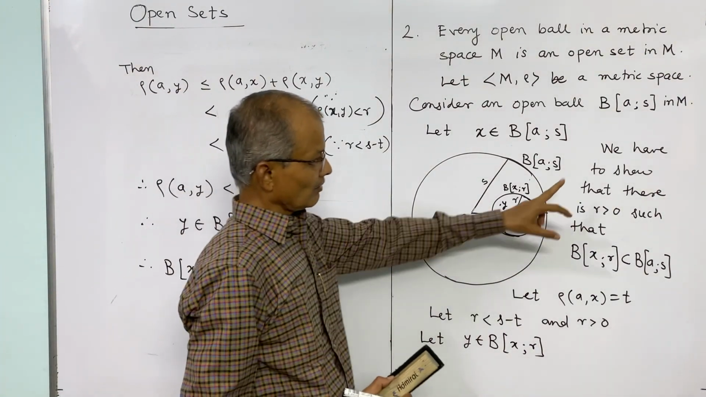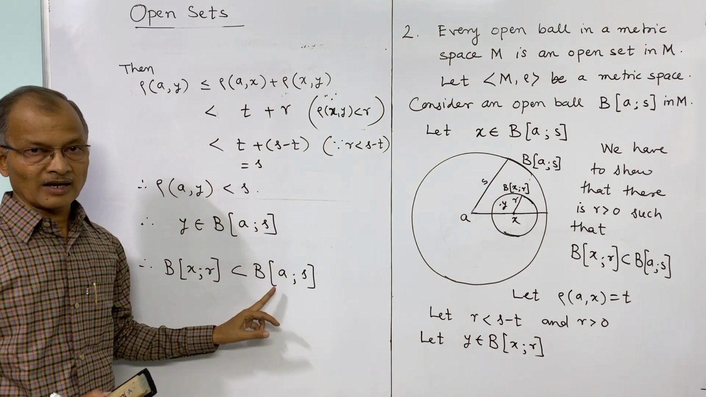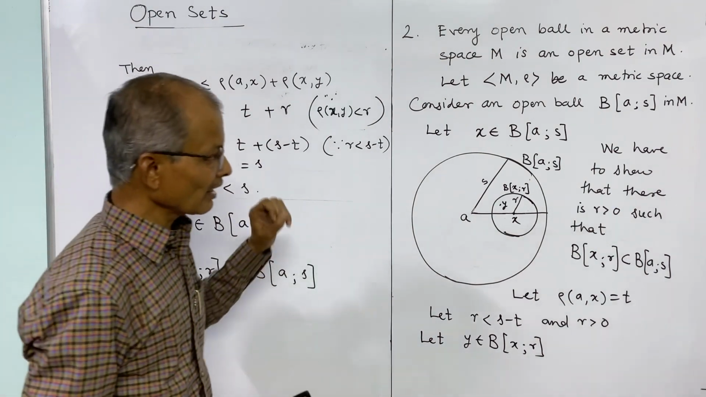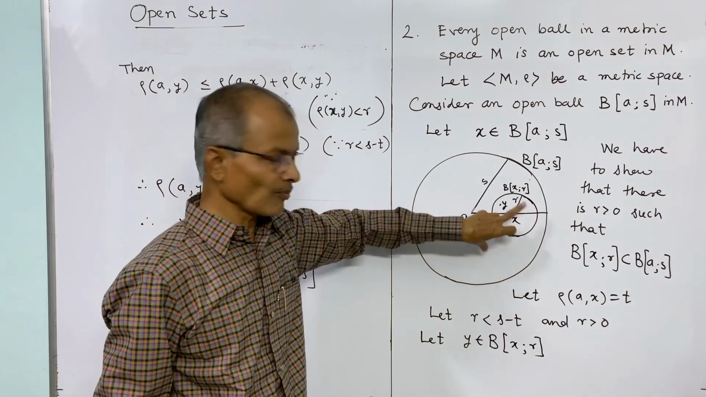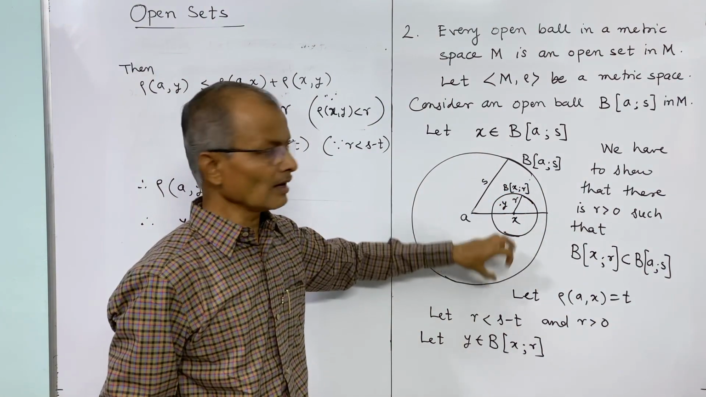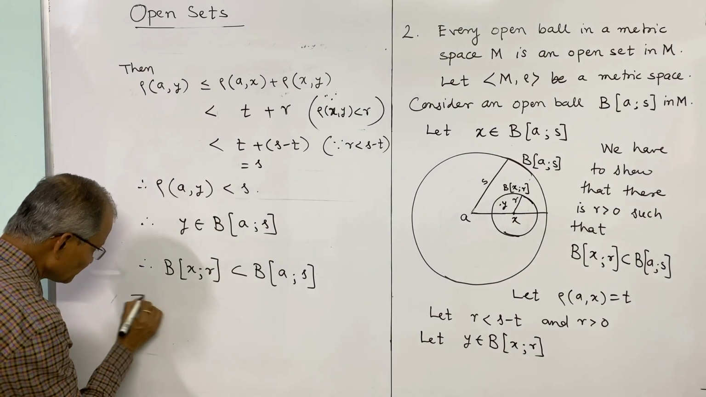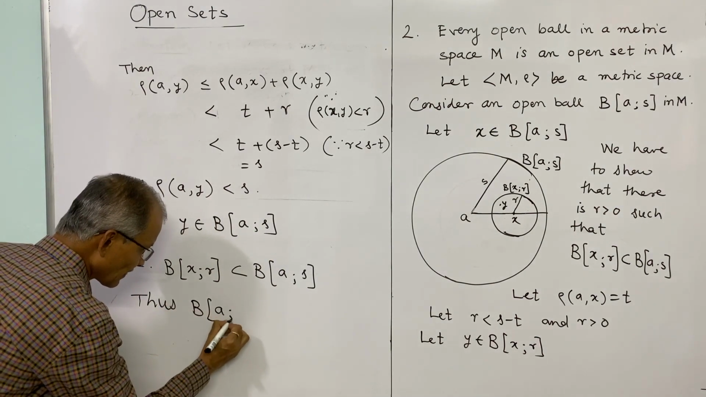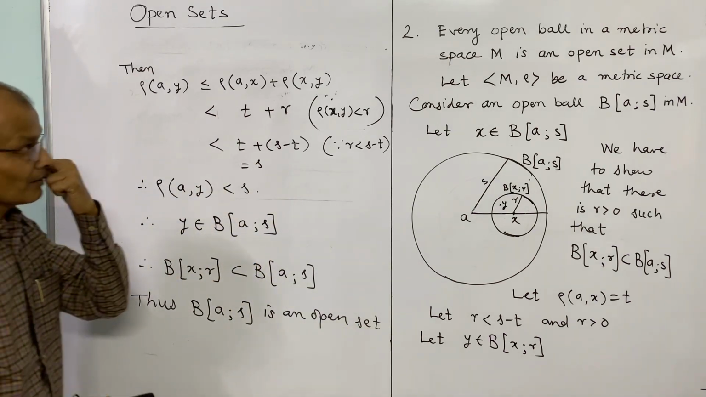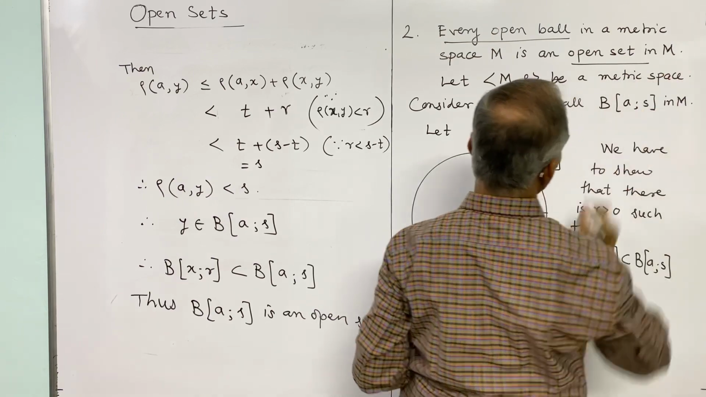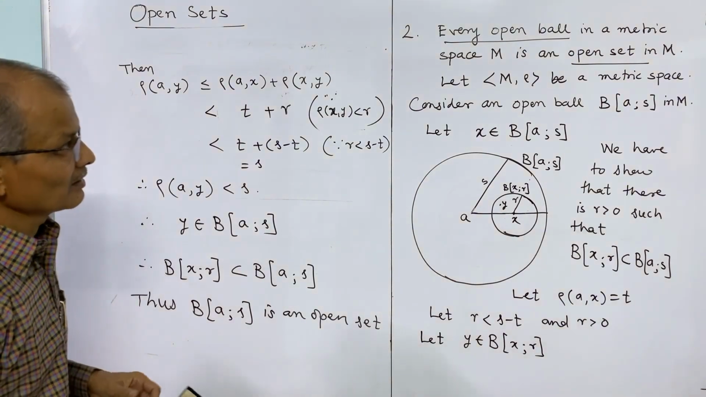And thus this shows that for every x belonging to the open set, the open ball around that x is again in this open ball, and that is the condition of open set. The open set means we can take any point inside the set and construct an open ball around that point, and then that open ball must be entirely again in the set. So therefore this shows that this is an open set. Thus the open ball is an open set, and that means every open ball is an open set. So this is the example for open ball is always an open set in M.